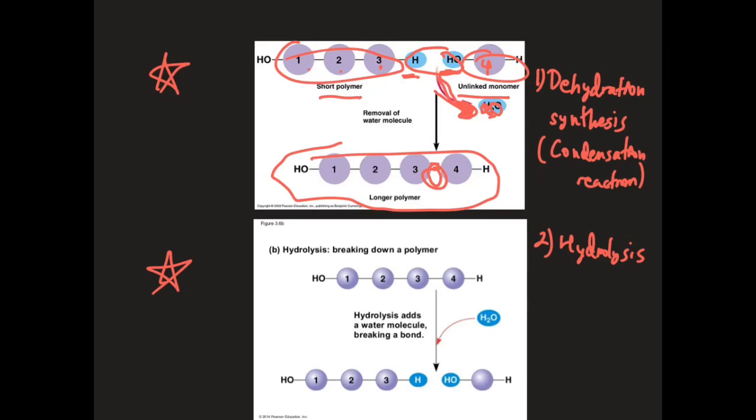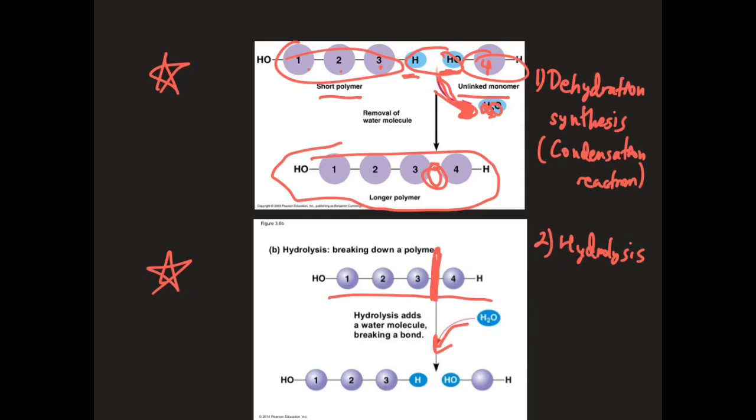Now we can do the exact opposite when we want to break structures down. Now in this case, we're not losing a molecule of water. We're taking a molecule of water from the surrounding solution, and we're using that molecule of water to break up a long compound. So here we have a long structure, 1, 2, 3, 4, and we're adding a molecule of water, and adding this molecule of water actually breaks the bond. So we're breaking this stable covalent bond between two members of the polymer.